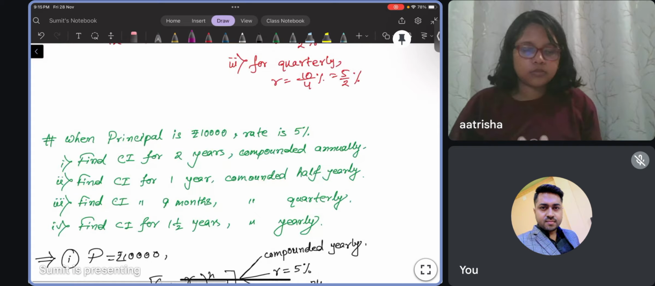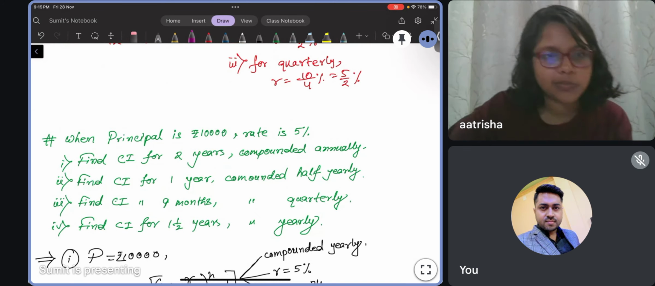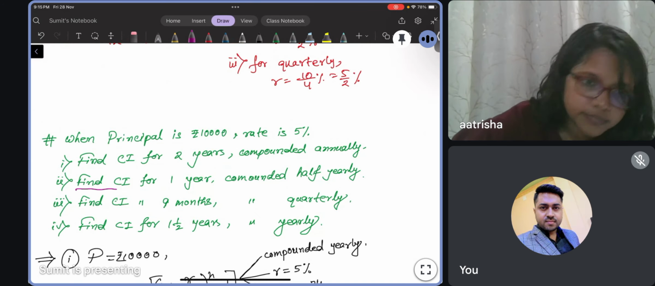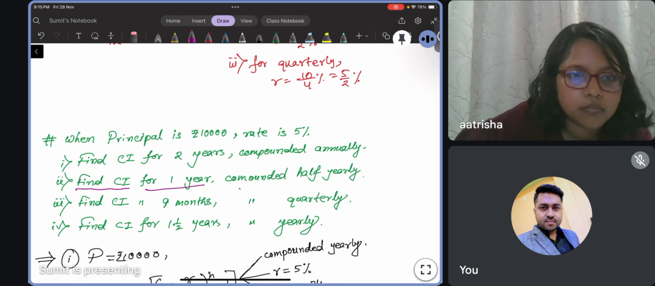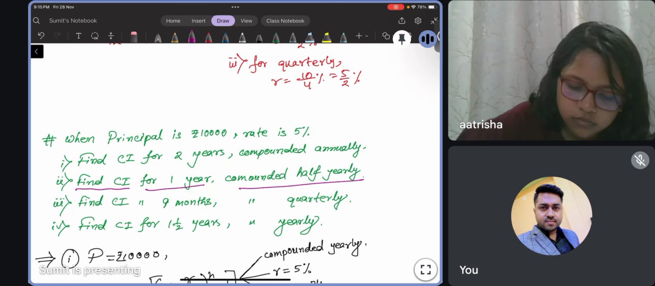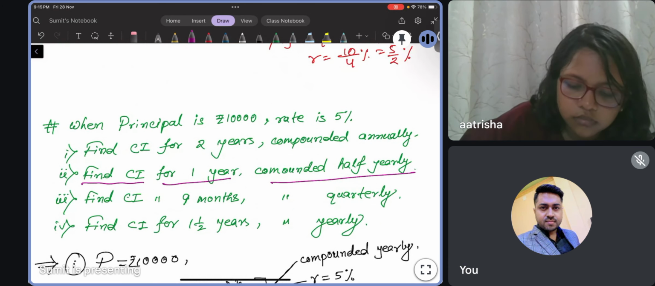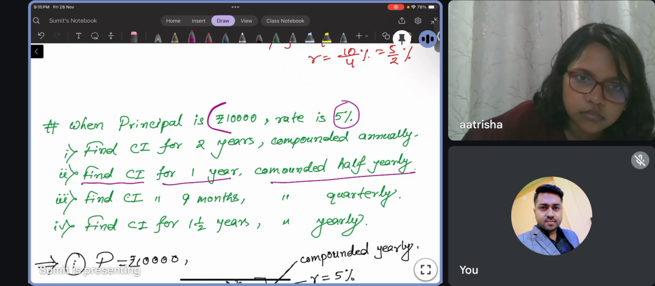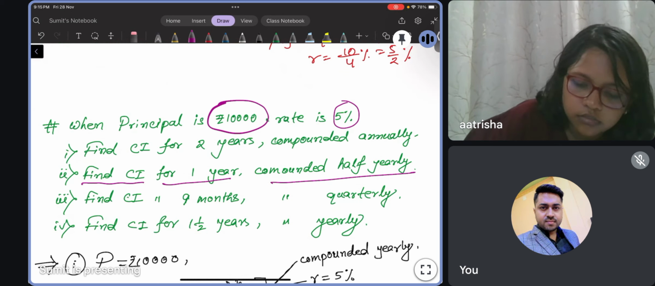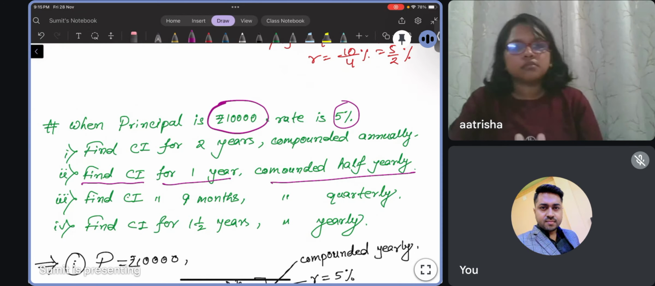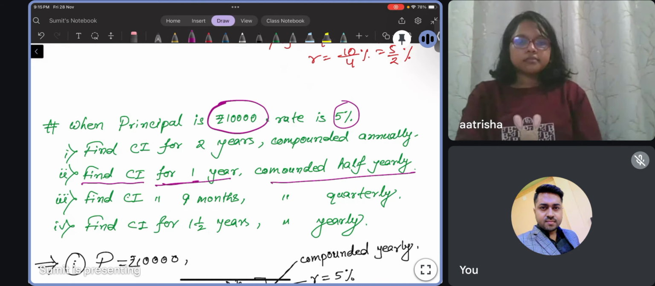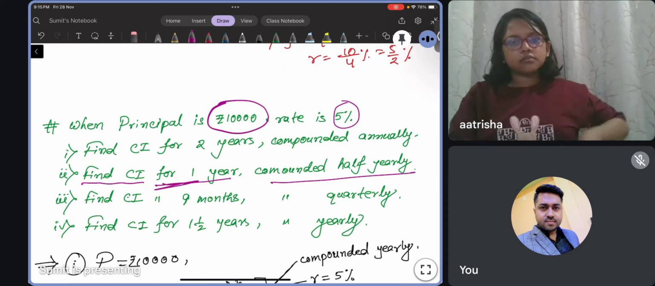Now see that. Number 2, they have asked that find the CI for 1 year compounded half yearly. The question will remain same, the principal and rate are same. Taking principal and same rate, the condition of the question will be a little bit different, that you have to find CI but now for 1 year but compounded half yearly.